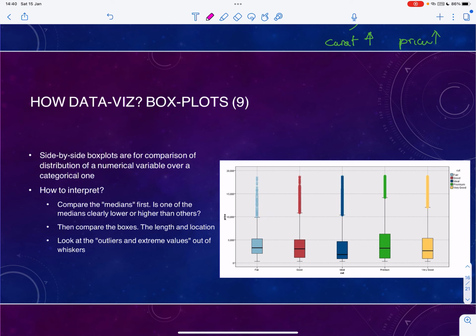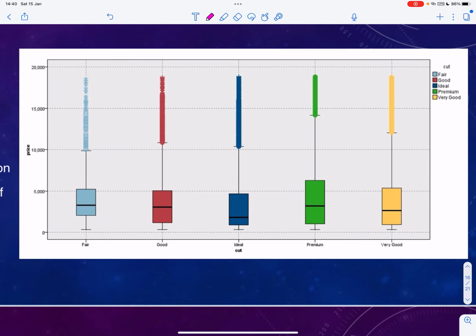Okay, so we talked about two numerical variables, numerical pairs, and a scatter plot. Now let's talk about a case in which we have one numerical and one categorical variable. Here side by side box plots are a very good practice.